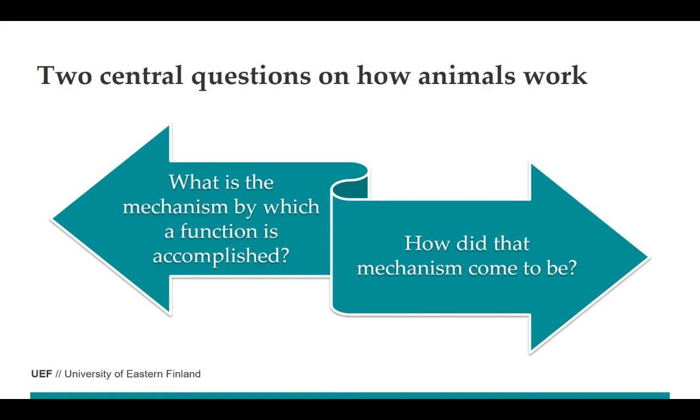And then on the right-hand side, there's the evolution. How did that mechanism come about? So what is the evolution of this animal? And what is the evolution of this protein, for example? Where does that come from to make this adaptation or tolerance possible?